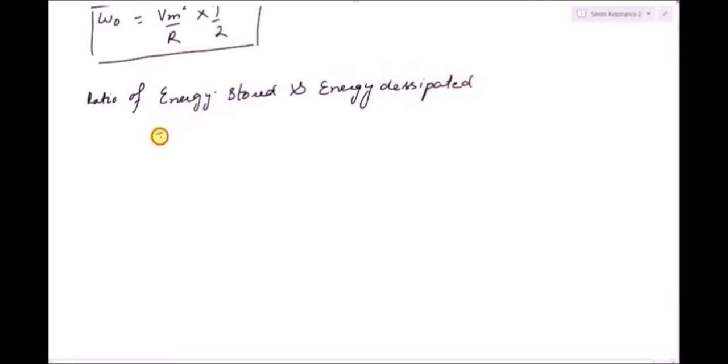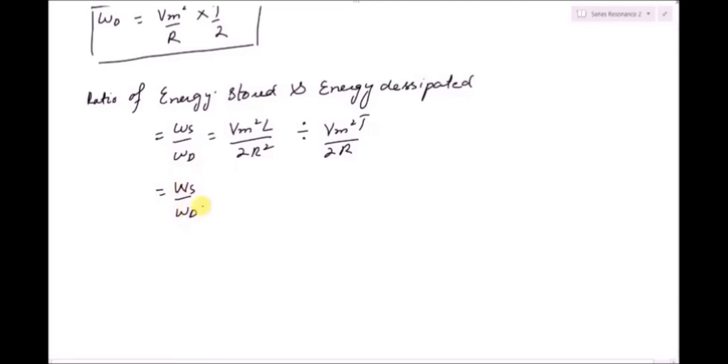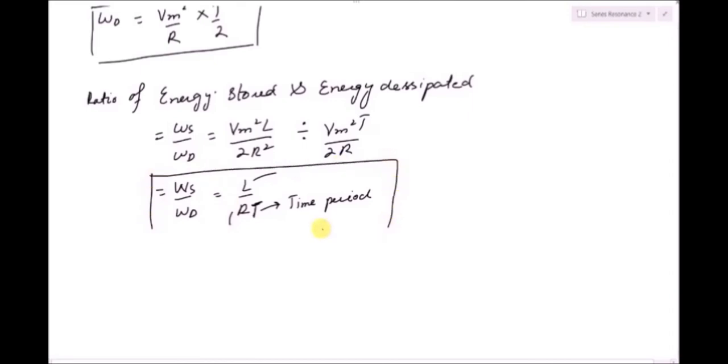So that will be omega S over omega D. Omega S was Vm square L over 2R square divided by Vm square T over 2R. So the final term for omega S over omega D will be L over RT, where T is the time period, L is the inductance and R is the resistance. So this is the ratio of energy stored to the energy dissipated in the RLC circuit.